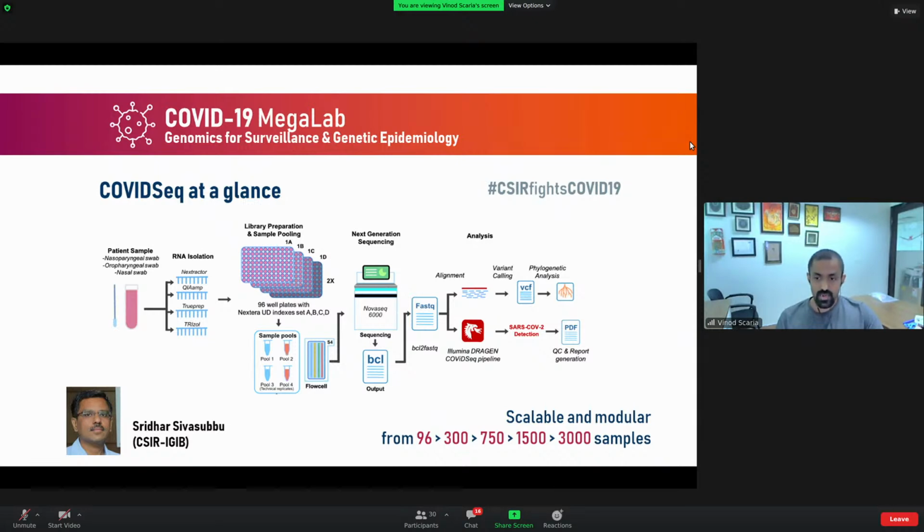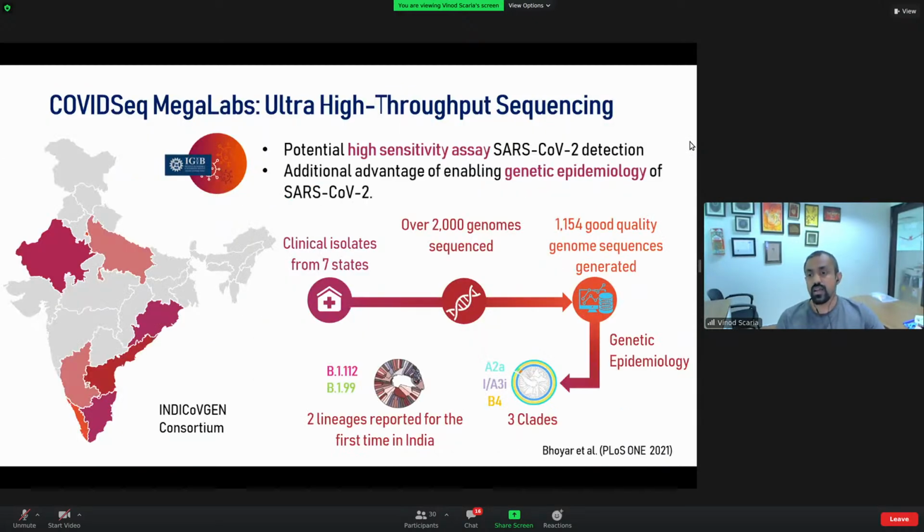And this throughput gives you a lot of advantages, which allowed us to look at a few states across India in the early pandemic. This is sometime mid last year, where we worked with a large number of state governments in trying to understand the genetic landscape of SARS-CoV-2 in those states. This includes mostly the southern states of Tamil Nadu, Kerala, Karnataka, Andhra Pradesh, Odisha, UP, as well as Rajasthan.